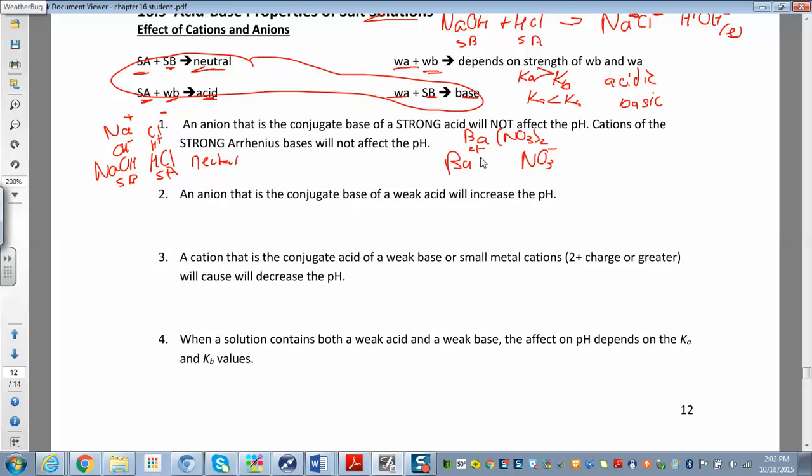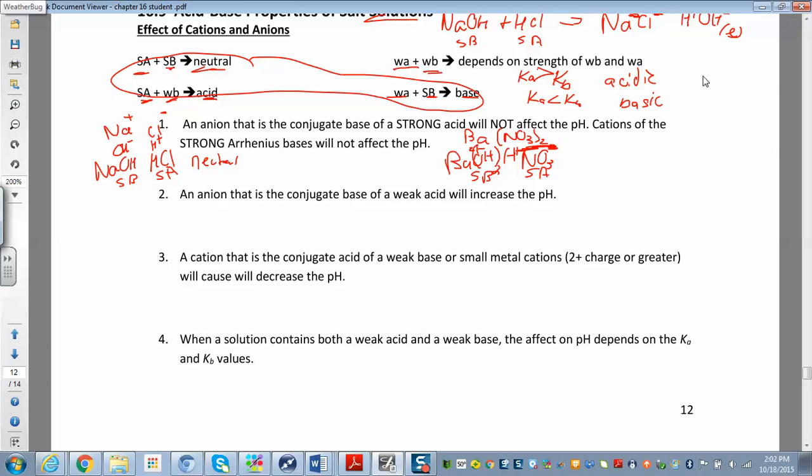To the positive thing, I'm going to add OH. So I'll crisscross that, and that becomes Ba(OH)2. And to the nitrate, I'm going to add H+. So I have H+ and NO3, so my charges cancel. This is a strong acid. This is a strong base, so that's going to be neutral as well.